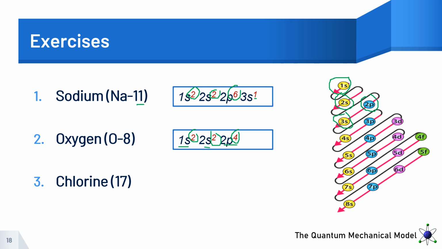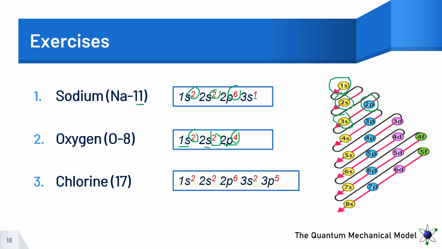Next one, for chlorine, it has an atomic number of 17, therefore it contains 17 electrons. It has an electronic configuration of 1s2, 2s2, 2p6, 3s2, and 3p5. Let us count. 2 plus 2 equals 4, plus 6 equals 10, plus 2 equals 12, and plus 5 equals 17. Again, just follow the pattern. We have 1s2, 2s2, 2p6, 3s2, and we have here 3p5. So that's all.